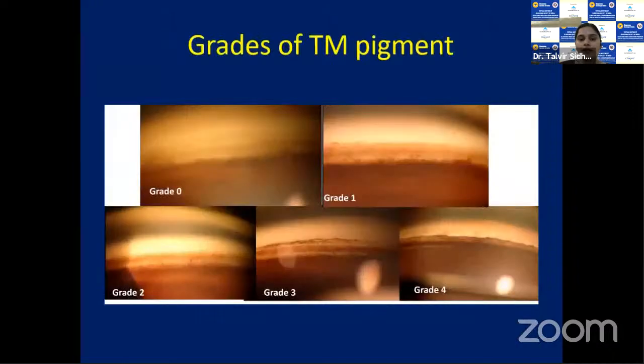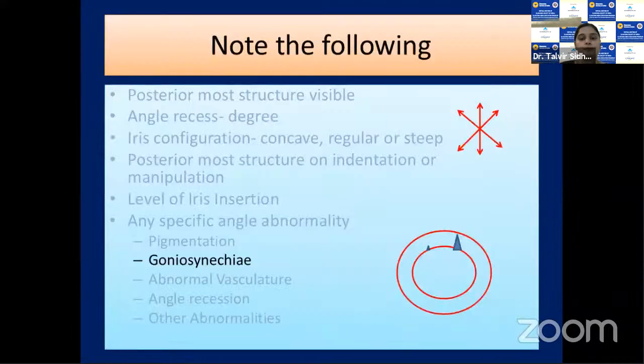There might be pigmentation in the angle. You can grade the pigmentation. Grade 3 pigmentation is equal to the color of the iris. Grade 4 is more than the color of the iris. Grade 0 is no pigmentation over the trabecular meshwork. Grade 3 or grade 4 pigmentation might be present in pigmentary glaucomas, for example, pseudoexfoliation or pigment dispersion syndrome.